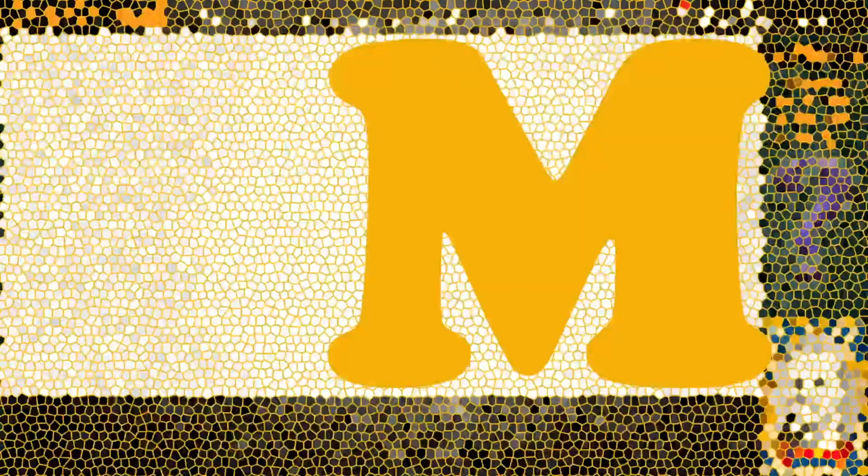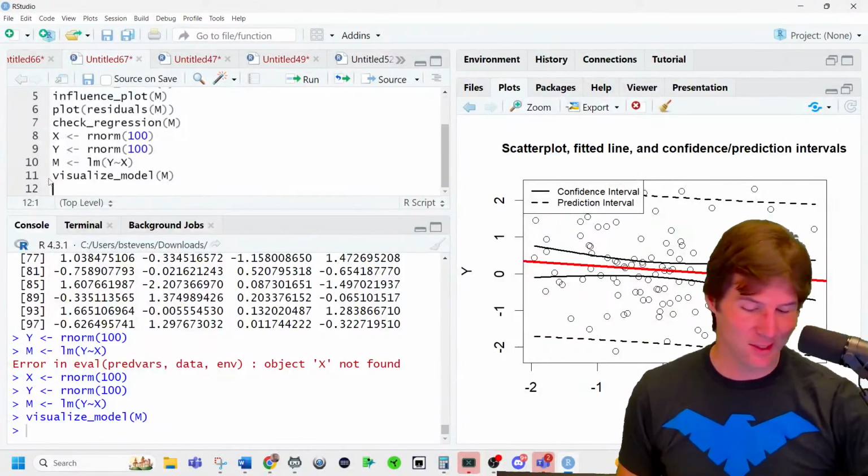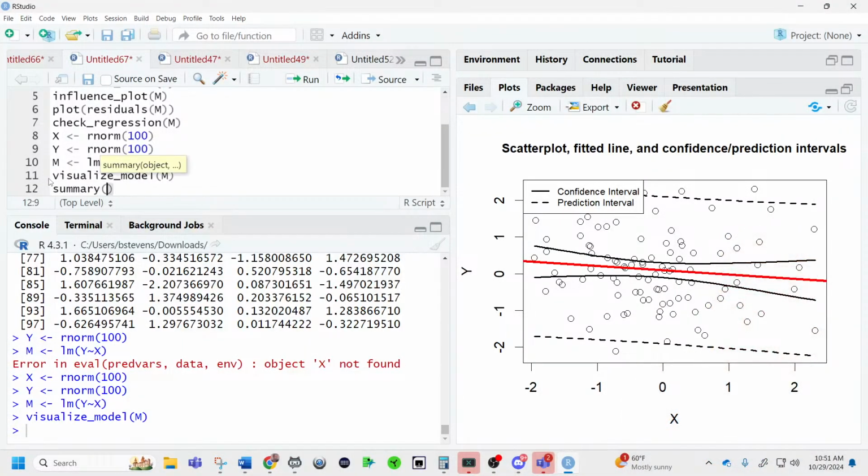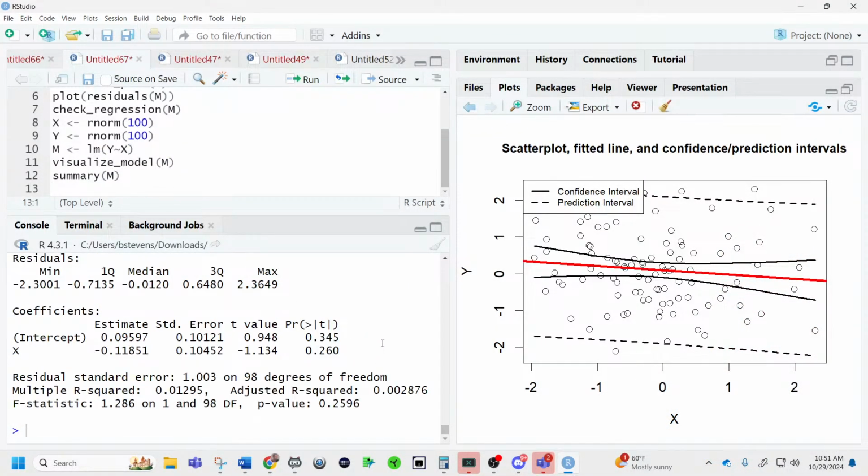Whoa. It actually has a little bit of a slope. But that slope is actually due to random chance. It didn't come out statistically significant. Do you see right here the p-value? Even though it slopes down, this small dip in the model is probably just due to random chance, because the p-value is higher.